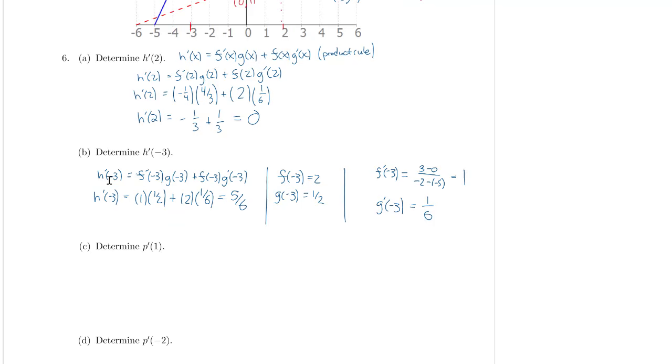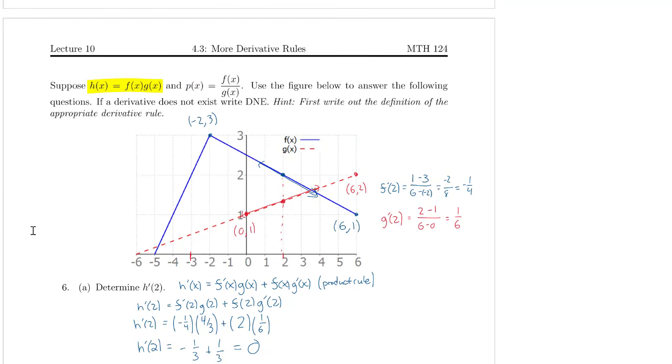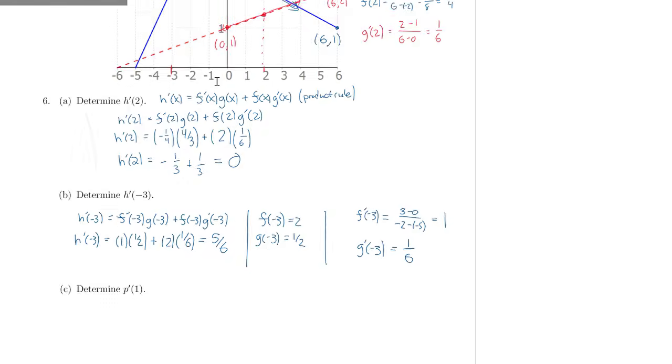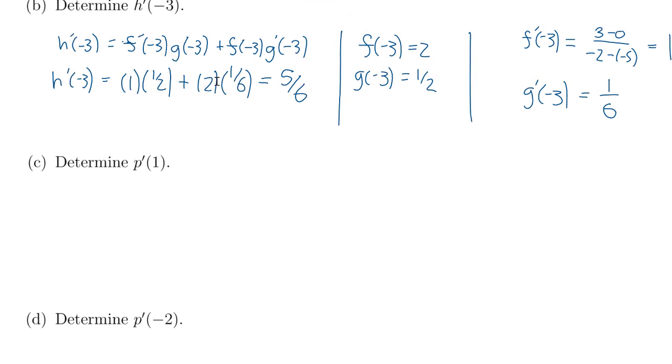So the next problems, part C and D, ask about the derivative of p, and p is defined to be the quotient of f and g. So what this means is that we can write a formula for the derivative using our quotient rule. So let's do that. And this means that p prime of x is equal to f prime times g minus f times g prime, all over g squared.